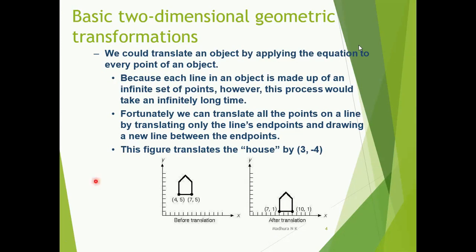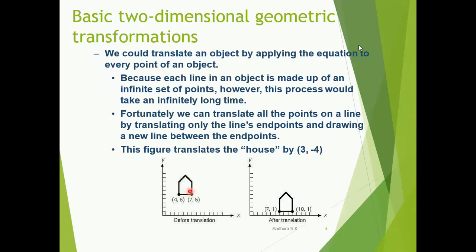We could translate an object by applying the equation to every point of the object. Each line in an object is made up of an infinite set of points. However, this process would take infinitely long. So for example, you consider a polygon here, and this polygon is made up of a number of points. There may be so many points, we cannot see them with the eyes.